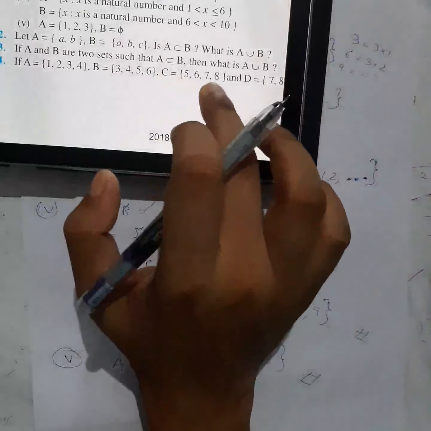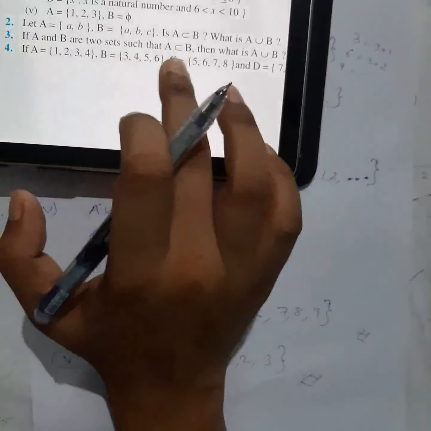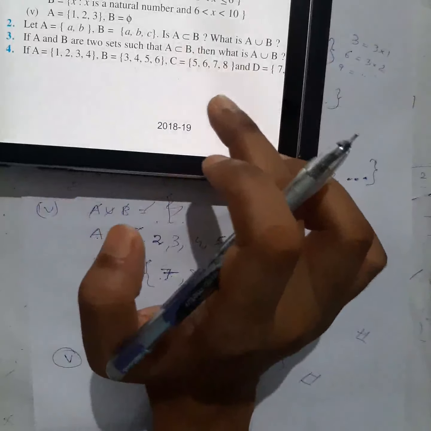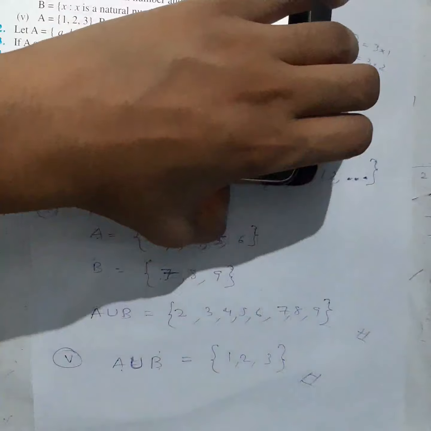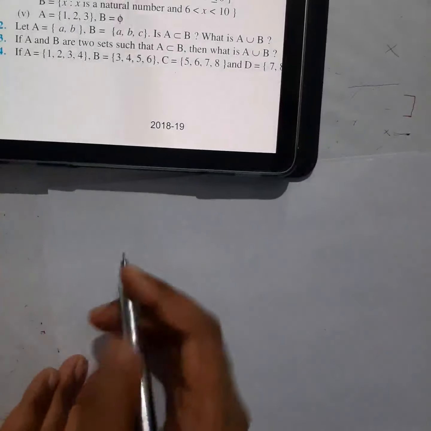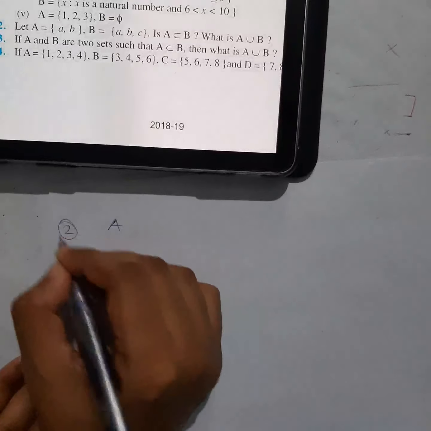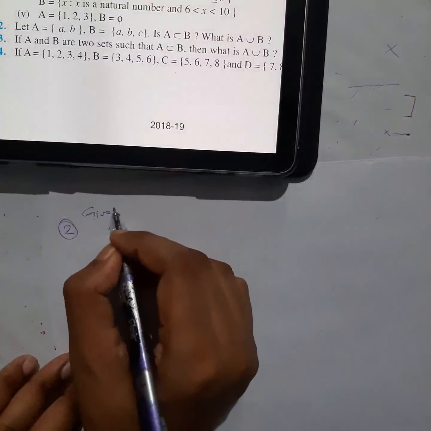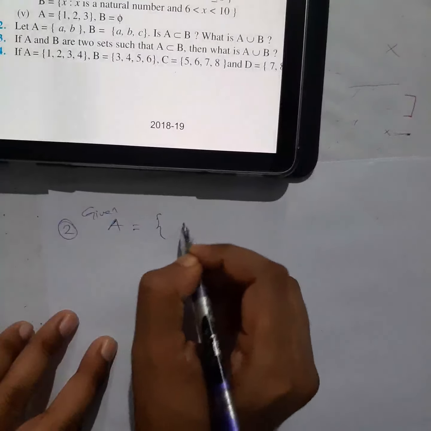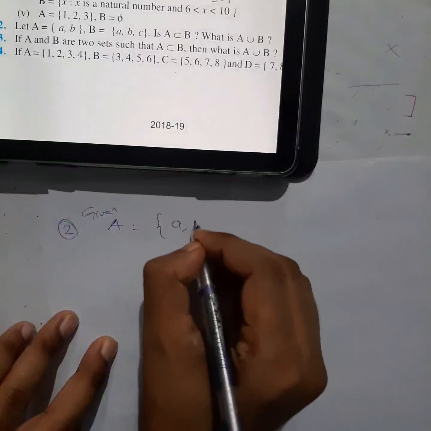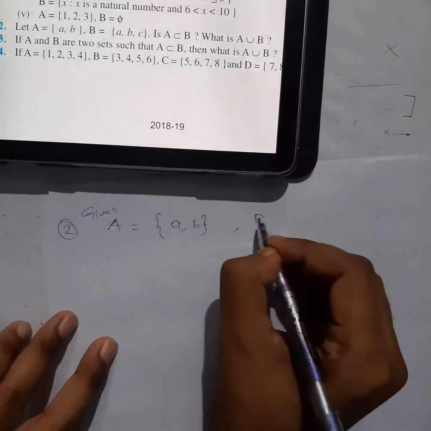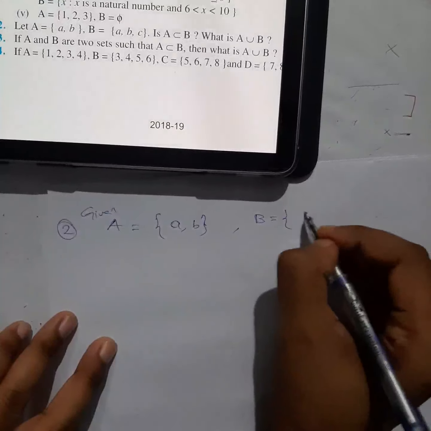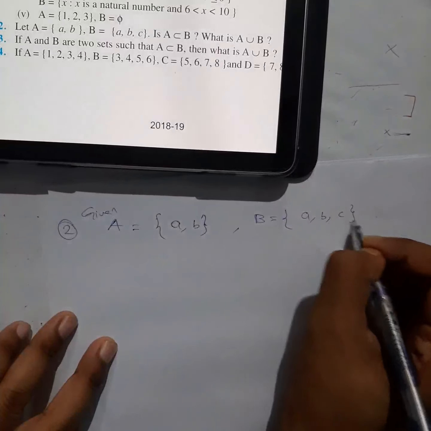So let's move to question number 2. So let A be this, B be this. Is A a subset of B? What is A union B? Okay, 2 questions. First thing, they have given 2 sets to you. Set A, what is it? Given, you can write given A is equal to a comma b. So the elements of set A are a comma b. The elements of set B are a comma b comma c, small c.